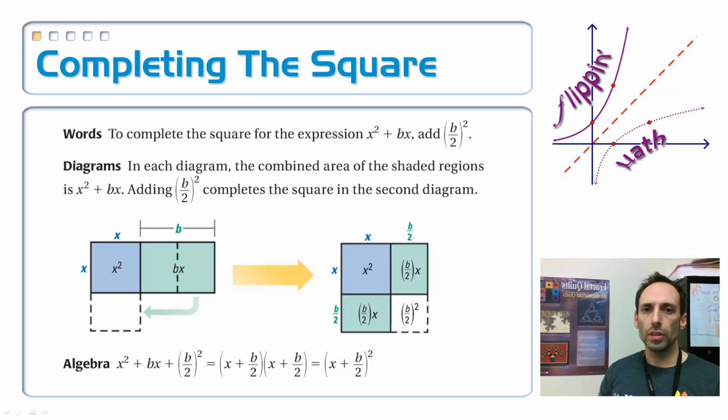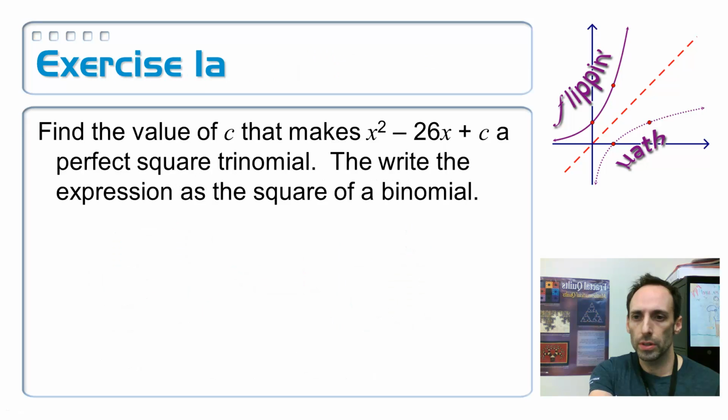Alright, so we just learned the general technique behind completing the square, looked at it from a geometric perspective with algebra tiles, where basically what you do is you take half of the middle term, whatever that number is, and then you square it. So let's try some examples with this. Find the value of c that makes this quadratic x squared minus 26x plus c a perfect square trinomial, and then put it all together as the square of a binomial.